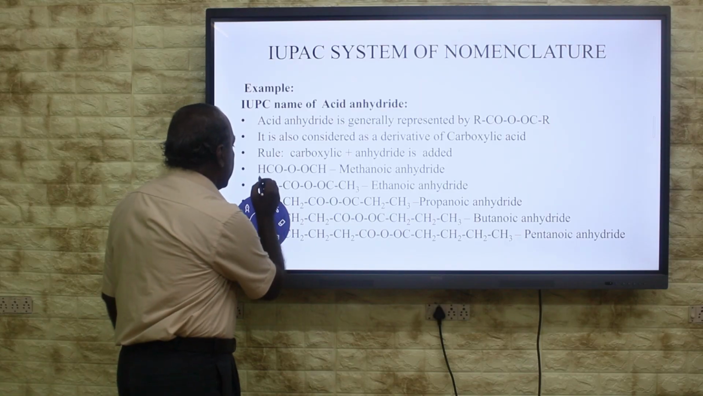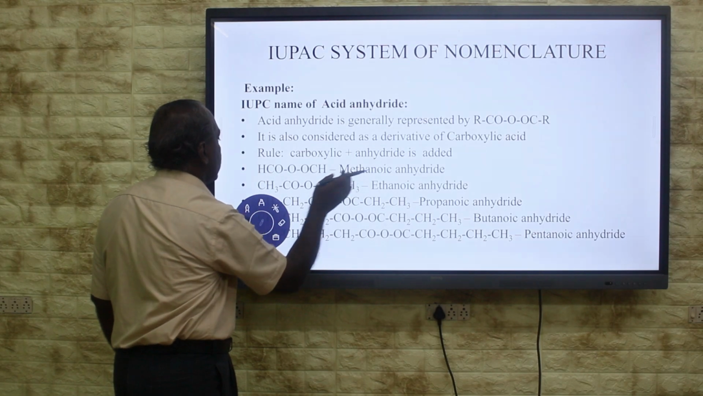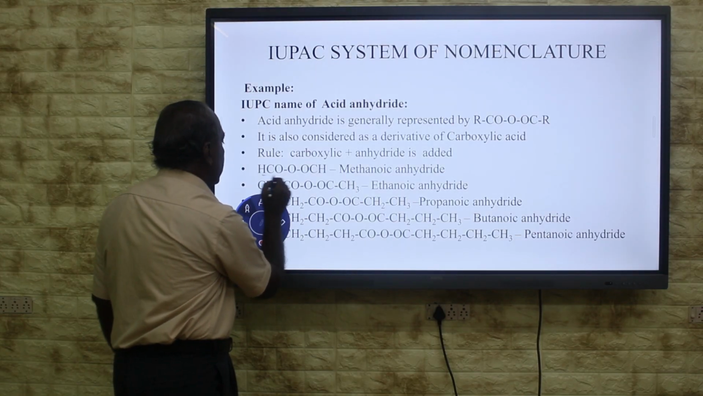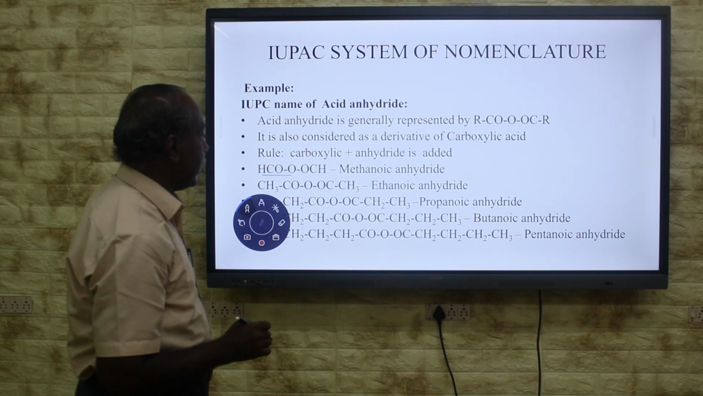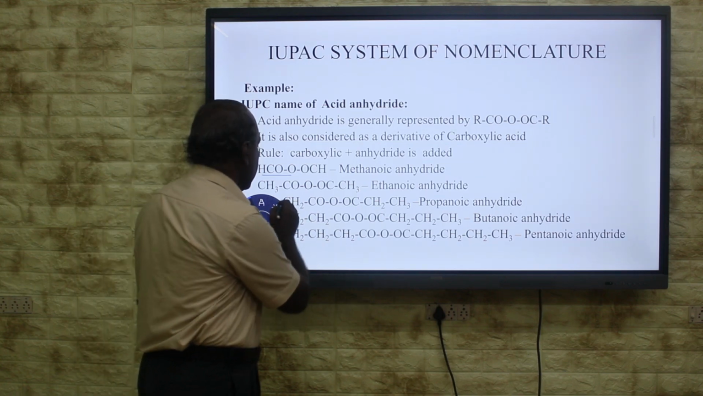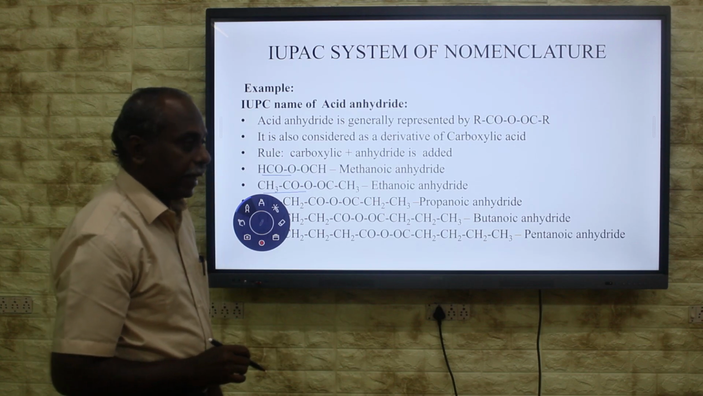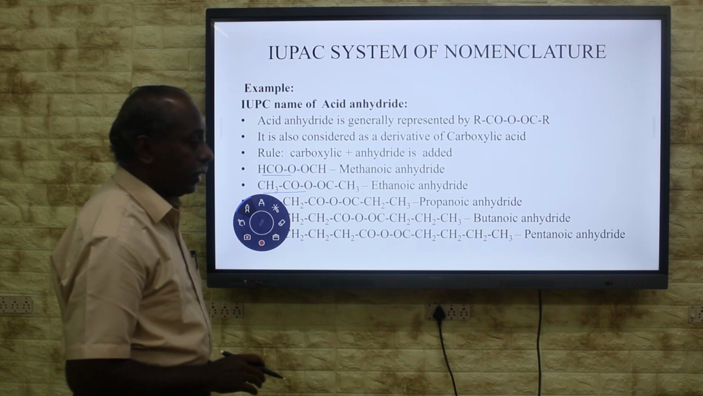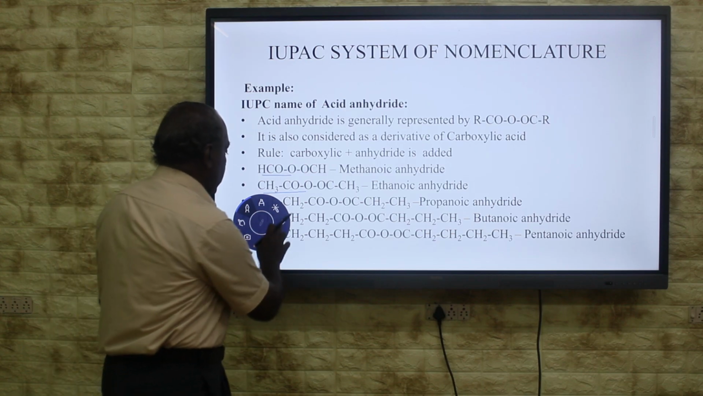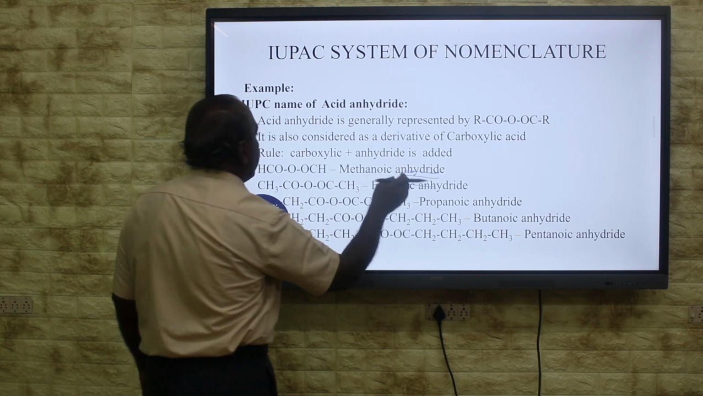Here, the 1 carbon carboxylic acid is methanoic acid, so methanoic anhydride. The 2 carbon carboxylic acid is ethanoic acid, so ethanoic anhydride. In that way, we are going to write the anhydride name. Let us pass on to the next derivative.